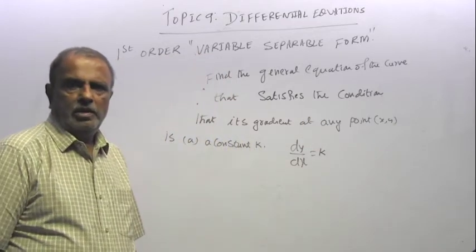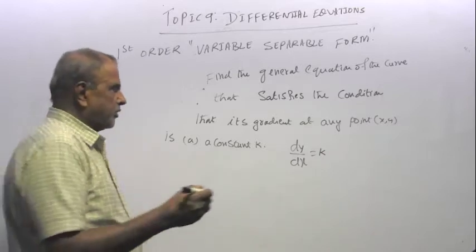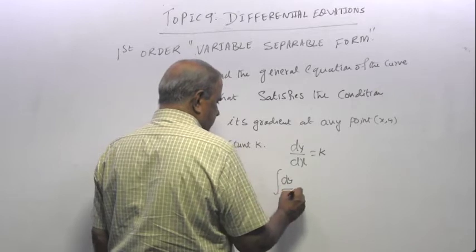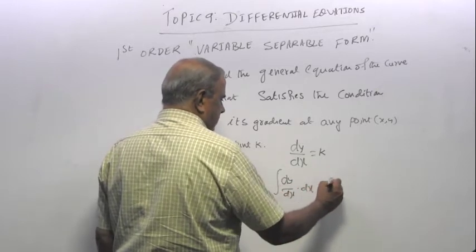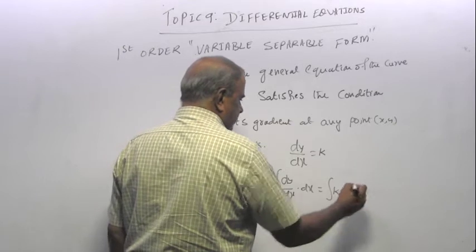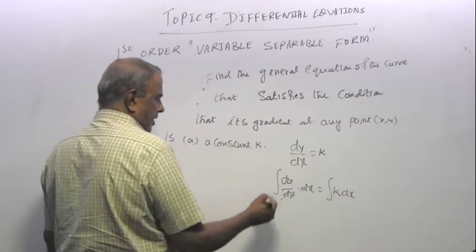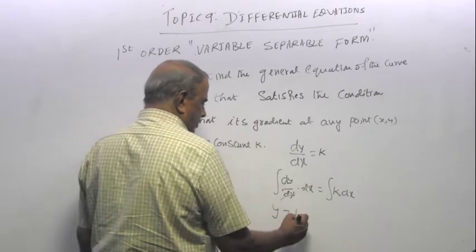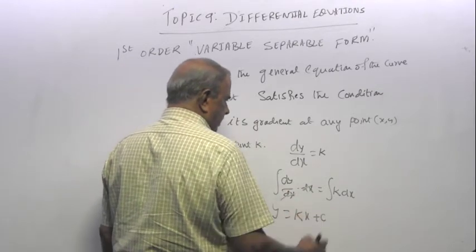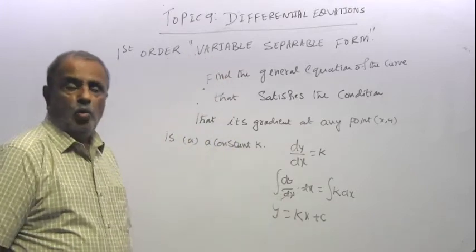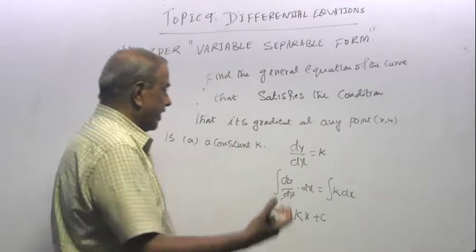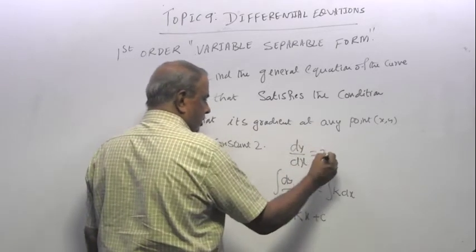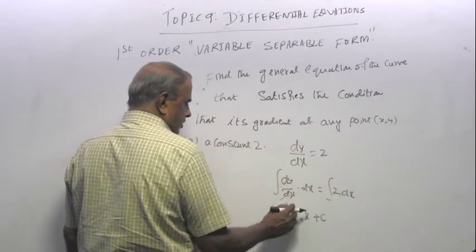Let's integrate both sides with respect to x. So I get the integral of dy by dx times dx is equal to the integral of k dx. Here obviously, when you integrate dy by dx, you get y equal to kx plus c. Let's say k is always a constant 2, then that is y equal to 2x plus c.